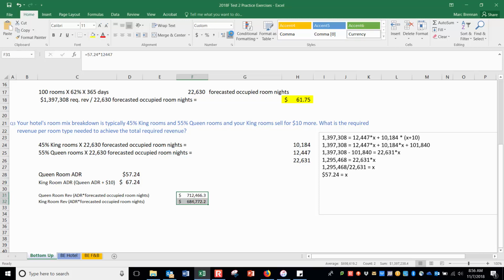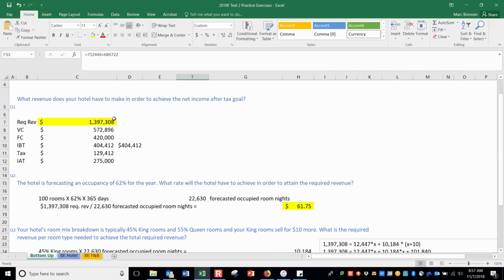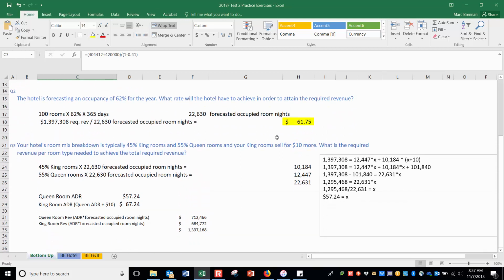If I do that, I'll get rid of some decimals, and then I add them together: $446 plus $684 gives $1,397,308-ish. I should get a number that's very close to my original required revenue. I'm off by less than $200, $150 basically exactly. That would be just that one room night difference, but that's okay. We'd rather keep it in there and have these numbers.